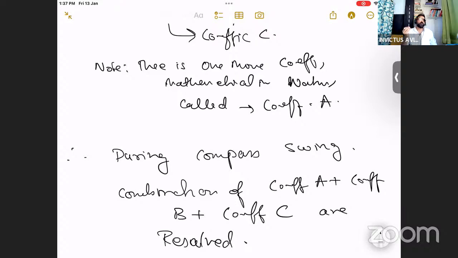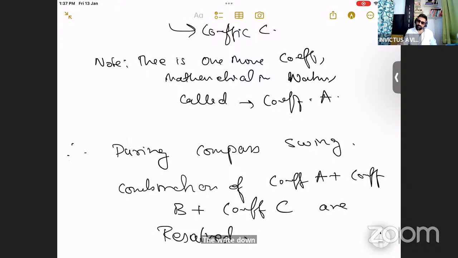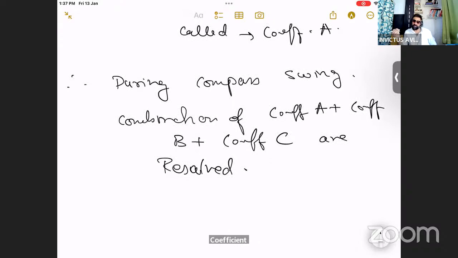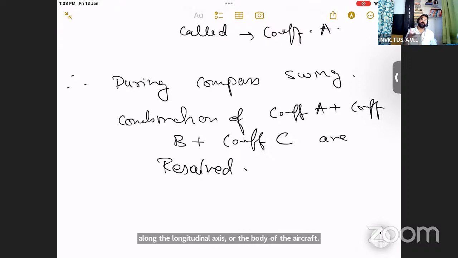So write down: coefficient B is the deviation caused when the VSI is along the longitudinal axis or the body of the aircraft. And coefficient C could be when the VSI is acting along the lateral axis. That is either on the right or the left wing of the aircraft. Nothing else, same. We have already studied the two.